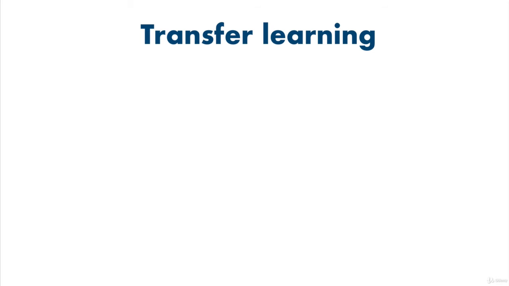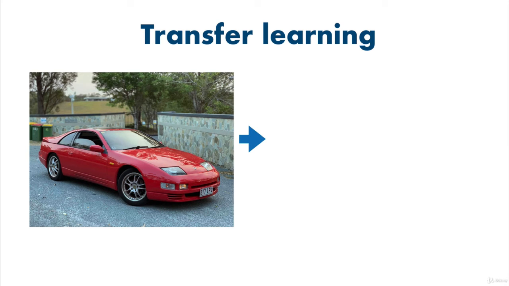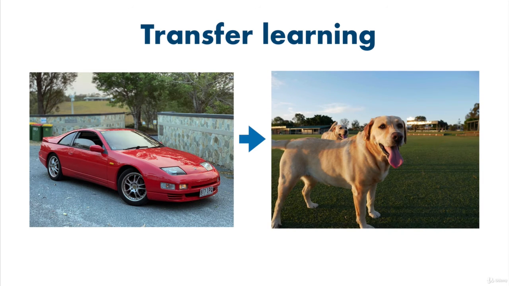Transfer learning leverages what one machine learning model has learned in another machine learning. For example, say you're trying to predict what dog breed appears in a photo.